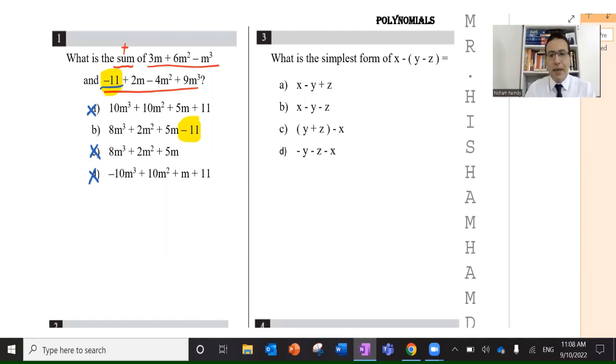What is the simplest form for number 3? What is the simplest form of x minus y minus c? We know that when you expand a negative, you are going to change the sign. So it's negative y, and negative by negative is positive z. So first, I'm going to cancel b, I'm going to cancel d. Why? Because z is negative.